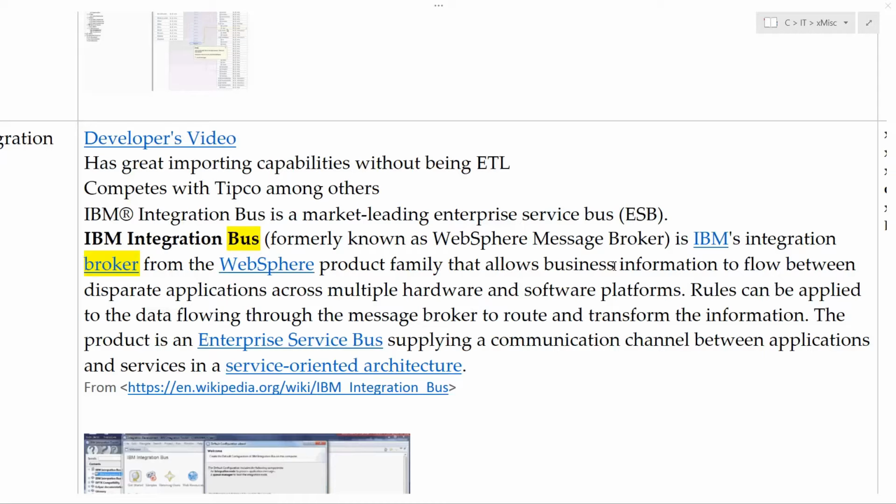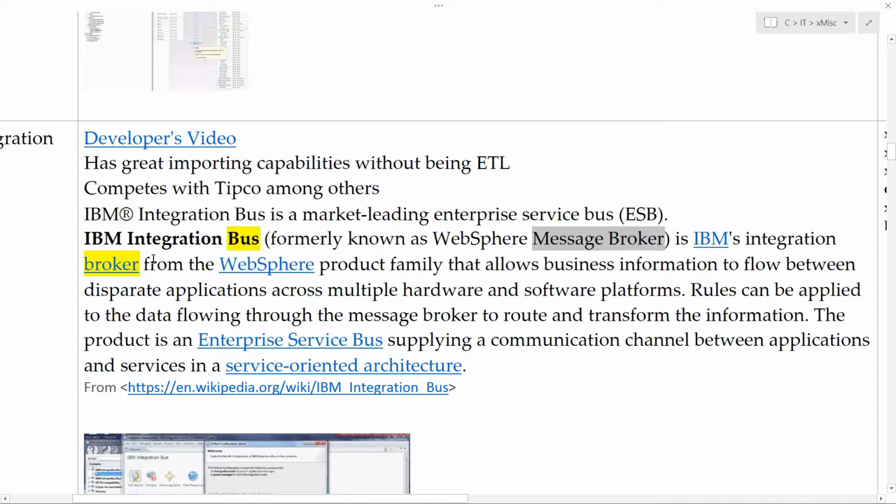And then just to give you an idea about this bus, notice that one of the components of the ICFM, IBM Counter Fraud Management System, is the IBM Integration Bus, which was, as we've said before, formerly known as the WebSphere Message Broker. And what it is, is IBM's integration broker. It's called integration because, remember, it's doing essentially a lot of this translating between the various systems, their various applications. It's the integration broker from the WebSphere product family that allows business information to flow between disparate applications, like we've been talking about, across multiple hardware and software platforms.